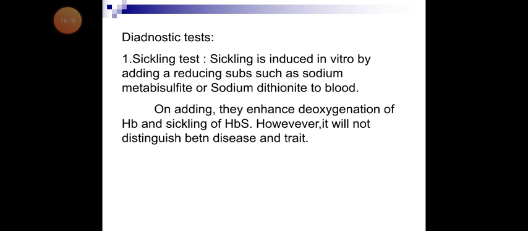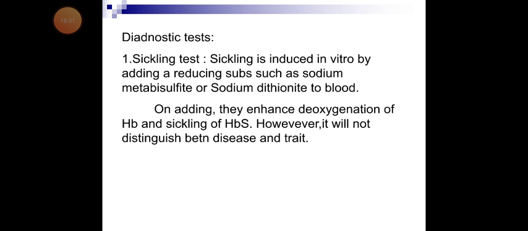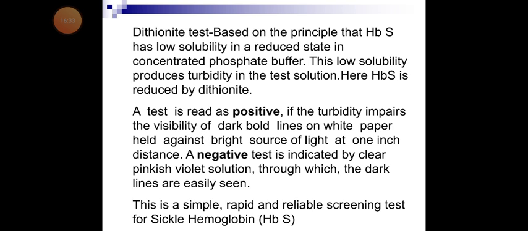Simple. At the peripheral level, at the PHC level, you can do the sickling test. Sickling is induced in vitro by adding a reducing substance such as sodium metabisulfite or sodium dithionite to blood. On adding, they enhance the deoxygenation of hemoglobin and sickling of HbS. However, it will not distinguish between the disease and the trait.